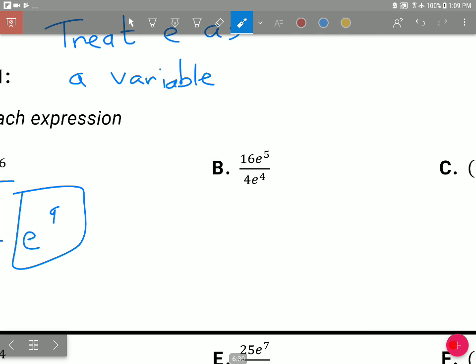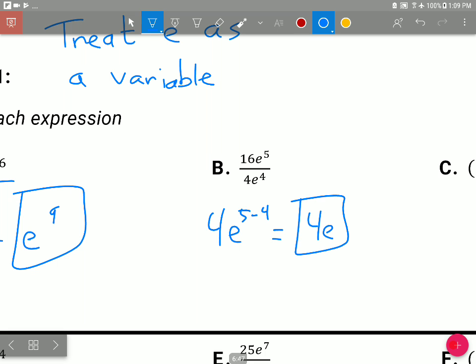All right, so letter B, same idea. Let's reduce that. What's 16 over 4 reduced down to? 4. Okay. When you're dividing your bases, you divided your e's, what do you do to the exponents? Subtract. So it's top minus the bottom, 5 minus 4. What's 5 minus 4? 1. So e to the 4e. Cool.